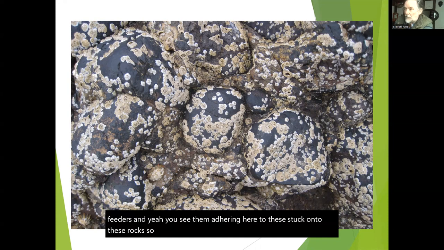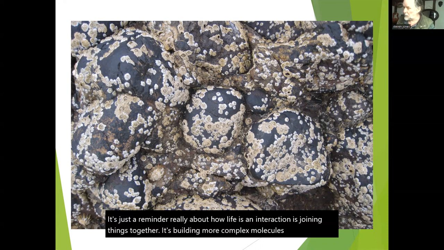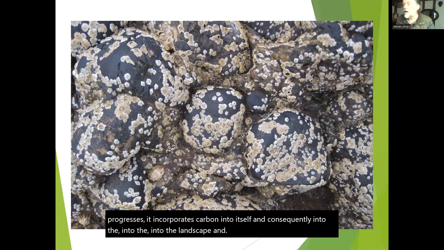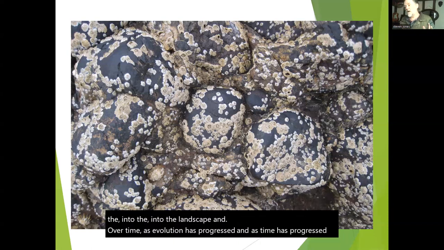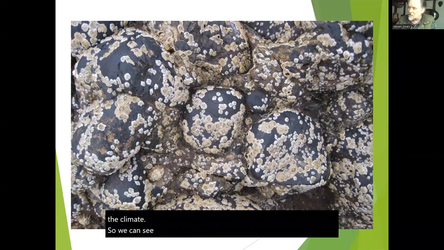That shell is made from calcium carbonate, so calcium and carbon. And it's a reminder about how life is an interaction, is joining things together. It's building more complex molecules from simpler things. So there's a process, and it seems that as life progresses, it incorporates carbon into itself, and consequently into the landscape. Over time, as evolution has progressed, this sequestration and stacking away of carbon has helped stabilize the climate. So we're looking at just a small detailed thing here, but actually in some way that's connecting us also back to the whole.